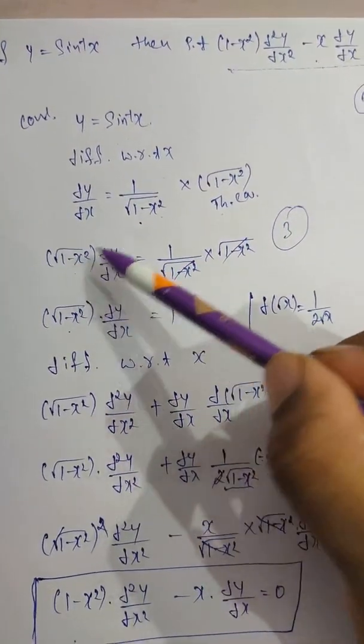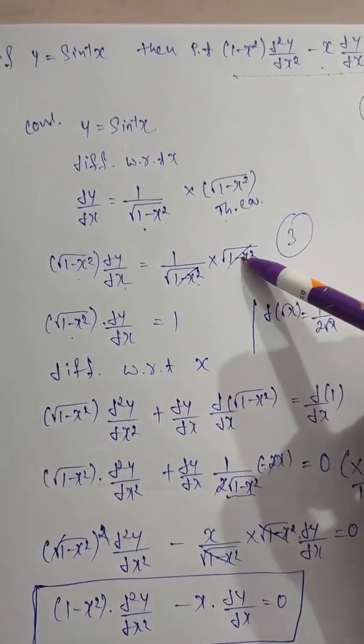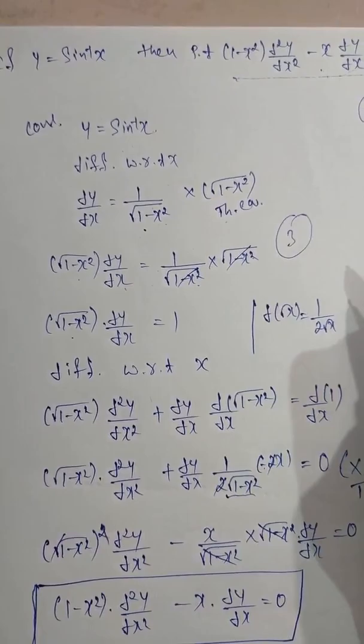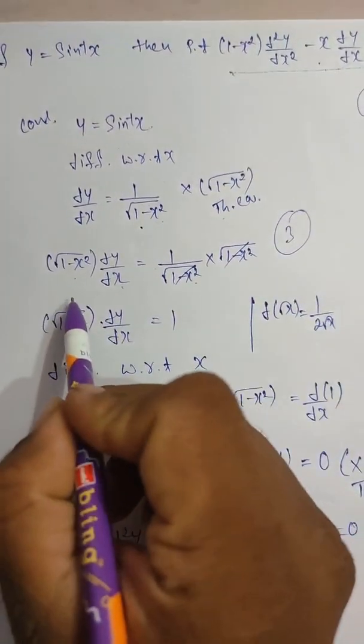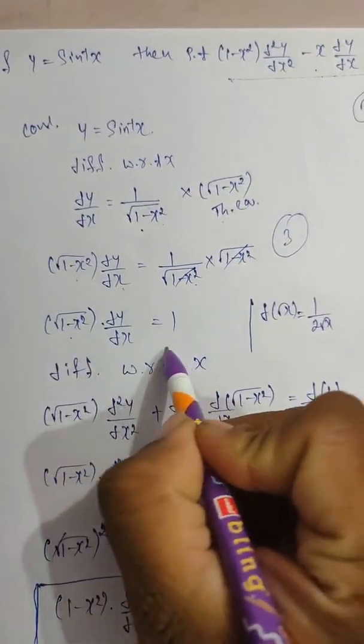Then root of 1 minus x square into dy by dx is equal to 1 by root of 1 minus x square into root of 1 minus x square. This will be cancelled. So up to here one phase is completed. You will get 2 marks up to here.